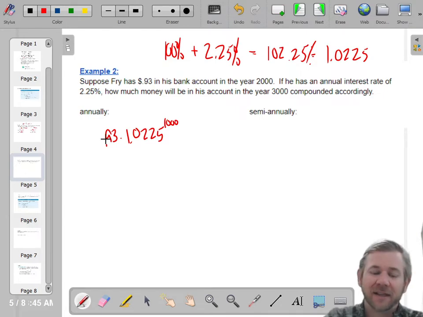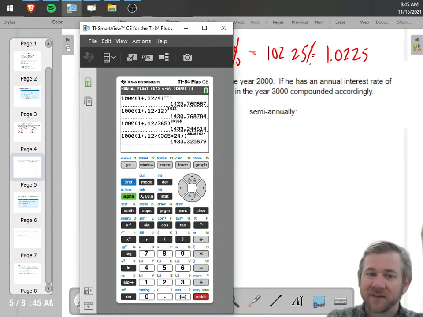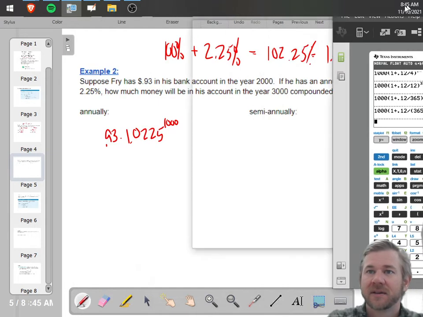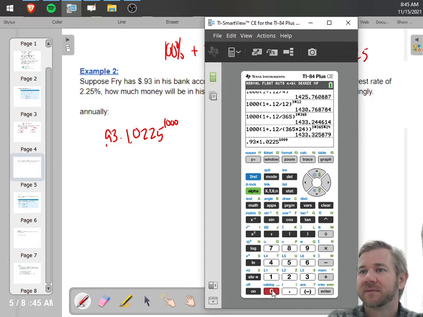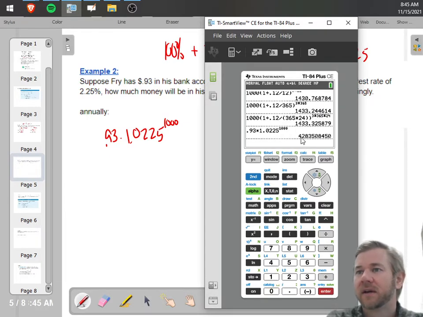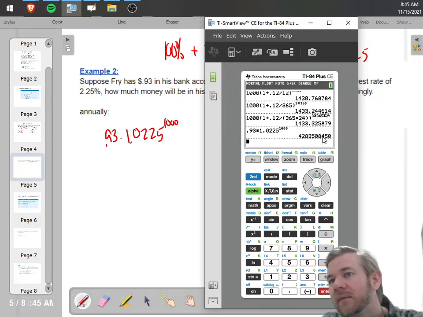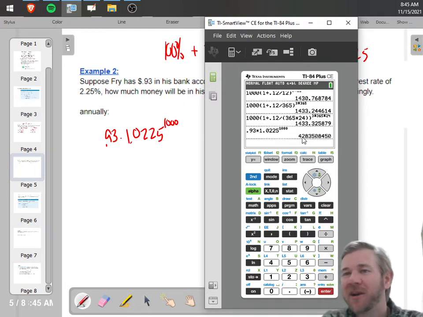So you start with less than $1, and then if you fall asleep for 1,000 years, how much money are you going to have? 0.93 times 1.0225 to the power of 1,000. Holy cow. That's okay. 1,000. 4.3 billion. It's pretty good, right? This is 3 million. That's 4.3 billion.